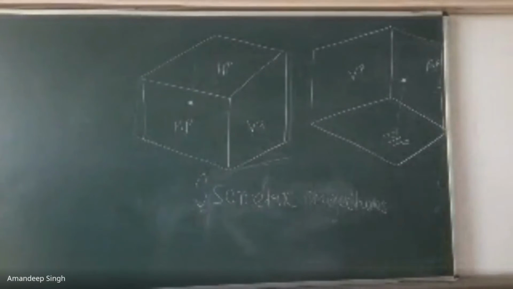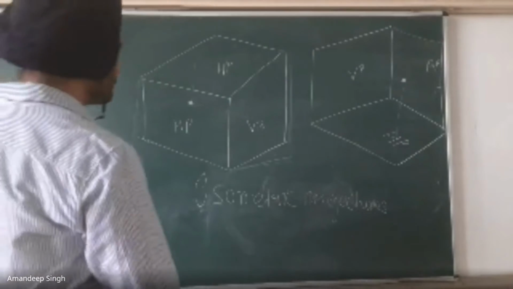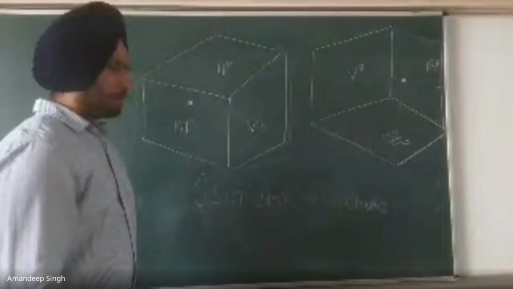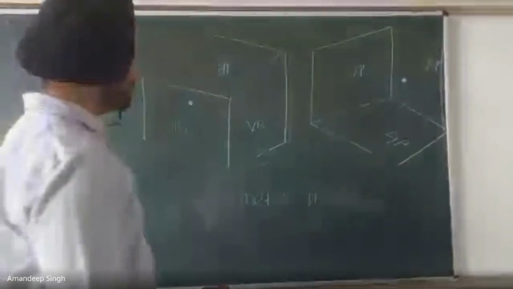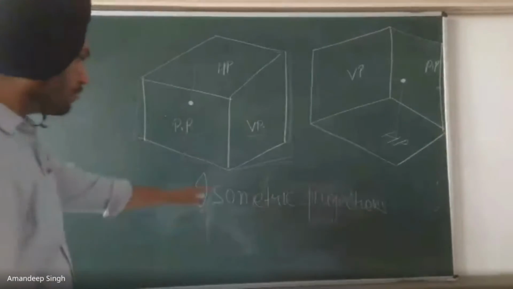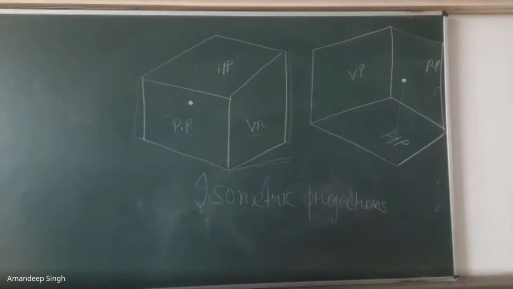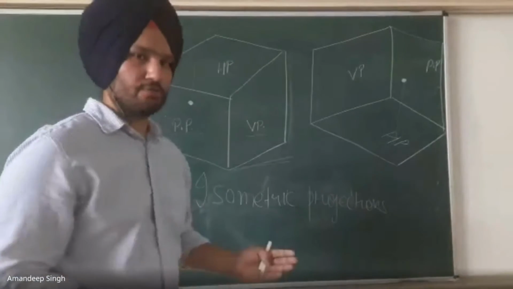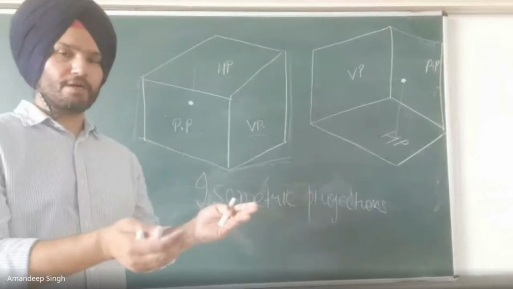So what is the similarity and the difference between isometric and orthographic projection? The first similarity is that we have the front, top, and side view in both the projections. It is seen in both the projections.